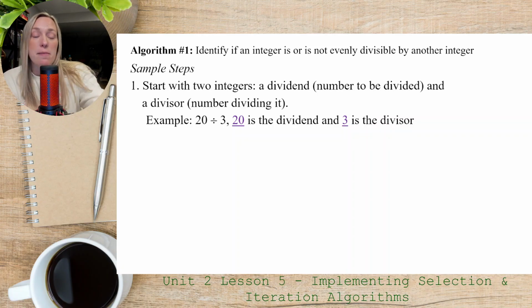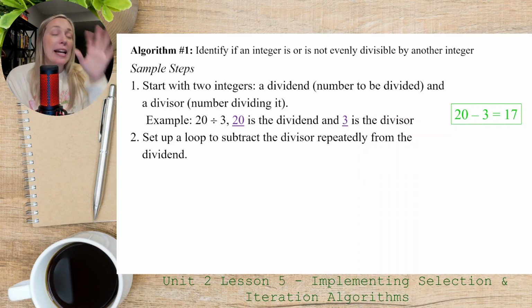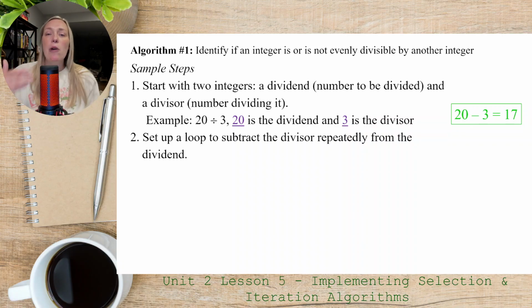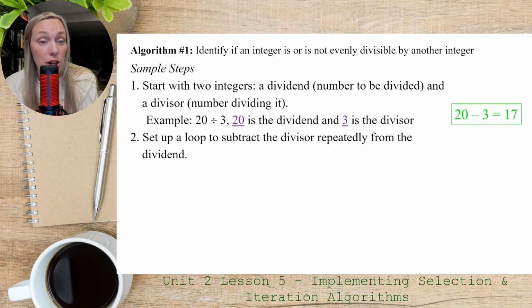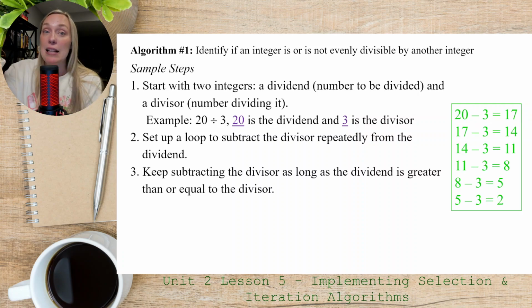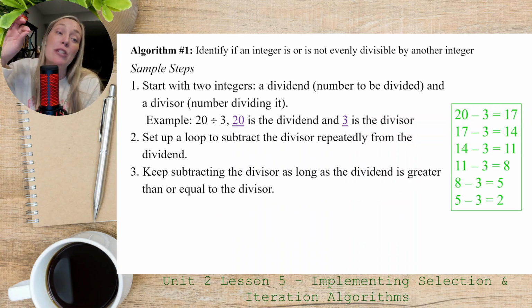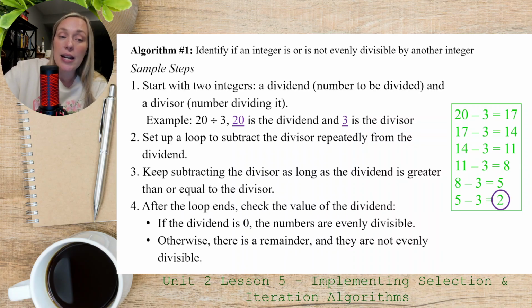So if I want to take 20 divided by 3, how can I know if it's evenly divisible? Okay, again, pretend we don't know the mod operator, right? How can I determine that? Well, I set up a loop to repeatedly subtract the divisor from the dividend. Okay, so I would set 20 minus 3 to be 17, and 17 minus 3, 14 minus 3, 11 minus 3. Each time I would take that result and I would want to subtract 3 every time. I would want to keep subtracting that divisor as long as the dividend is greater than or equal to the divisor, right? And then the loop ends, I want to check the value of that last dividend.